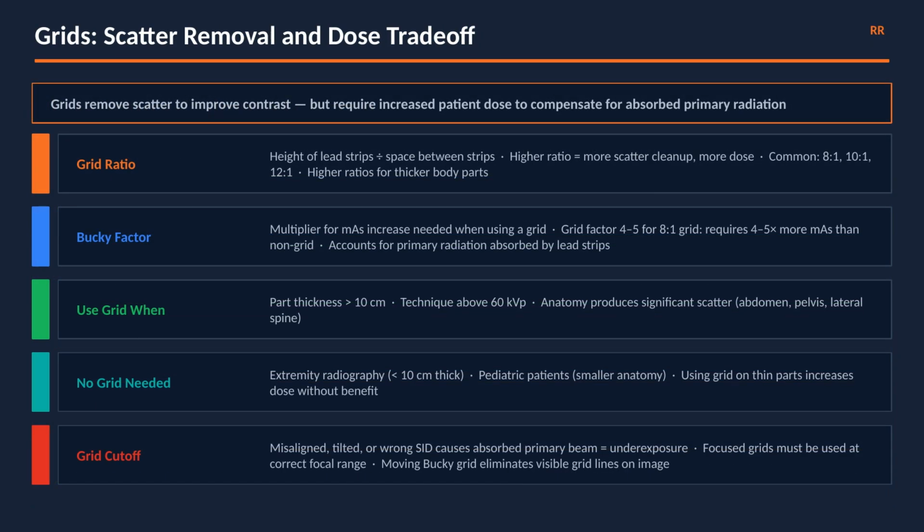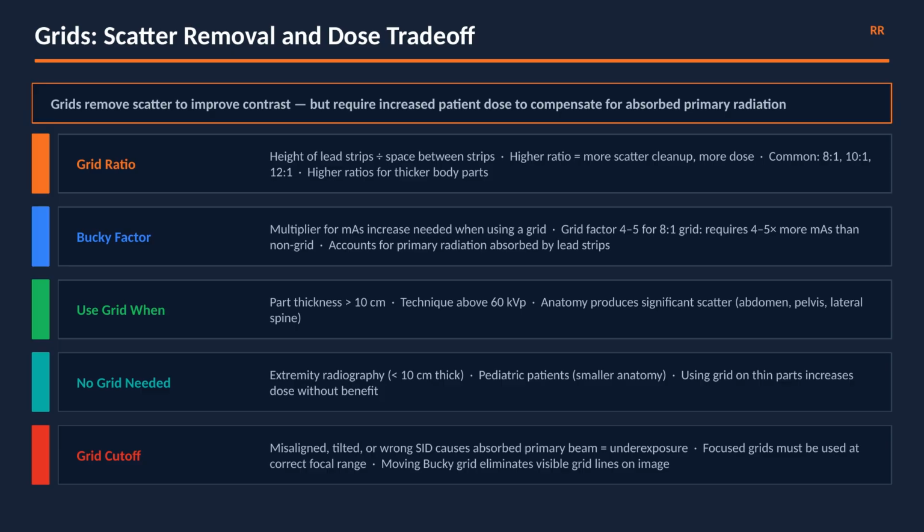Grids remove scatter radiation from reaching the image receptor, improving contrast. But they carry a significant patient dose cost. The Bucky factor, also called the grid factor, represents the multiplier applied to MAS when using a grid. An 8:1 ratio grid has a Bucky factor of approximately 4 to 5, meaning you need 4 to 5 times more MAS versus non-grid technique to maintain equivalent density. That is a major dose increase.